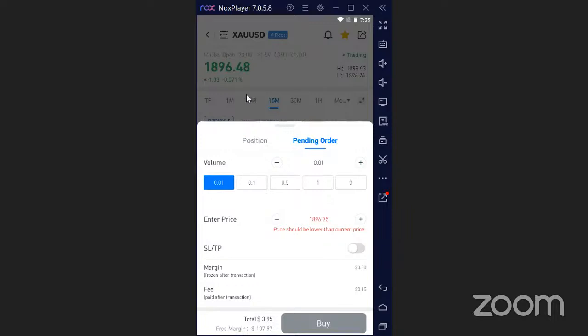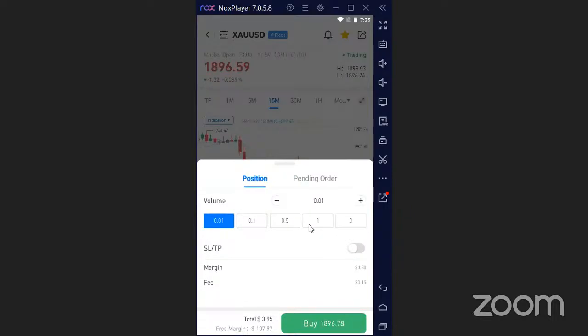Now, before we came into the pending order, what did I do? I clicked on buy. Okay, so I clicked on buy, then it brought me to this box, then I clicked on pending order, right? Now, what I'm trying to set here is a buy limit because I clicked on buy. I'm trying to set a buy limit so that when the market gets to this point, it starts to buy.